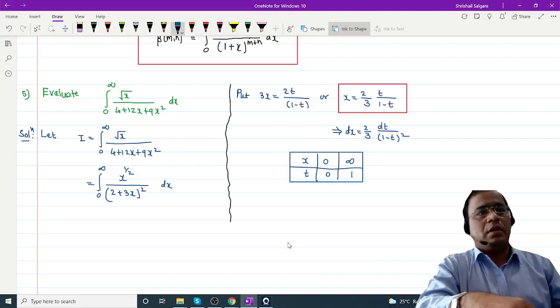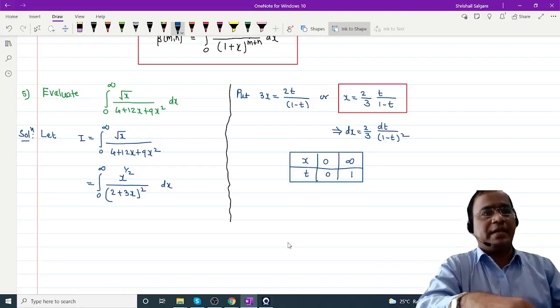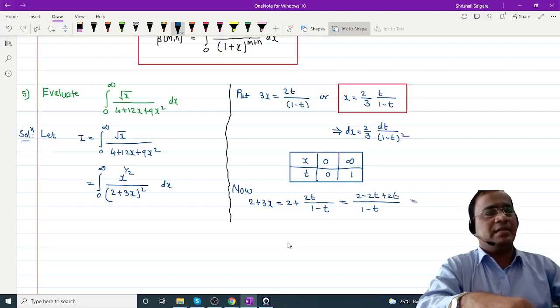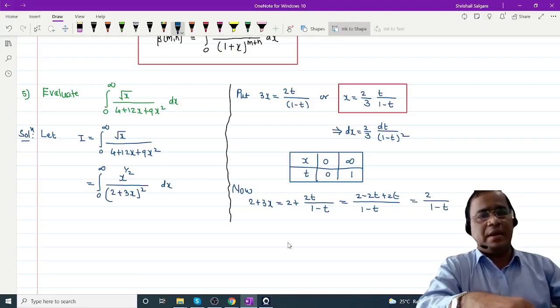So again I have to calculate the factor 2 plus 3x. Now 2 plus 3x is given by 2 plus 2t divided by 1 minus t. If you simplify, the denominator is 1 minus t and the numerator is 2 minus 2t plus 2t. It comes as 2 divided by 1 minus t. Can anyone confirm I am audible now? Is the voice coming now?